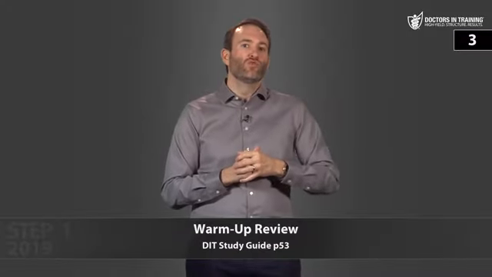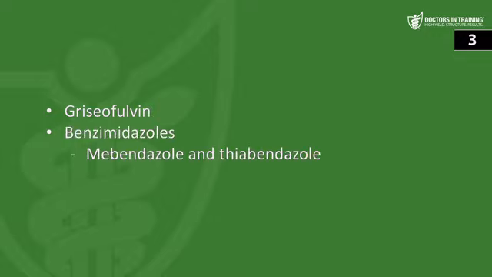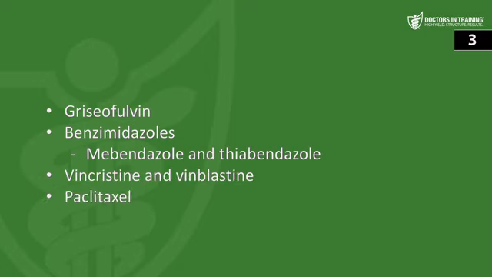Next, what drugs interfere with microtubule functioning? So there's going to be griseofulvin. You'll have the benzimidazoles like mebendazole and thiabendazole. You have vincristine and vinblastine. You have paclitaxel, and then there's colchicine.